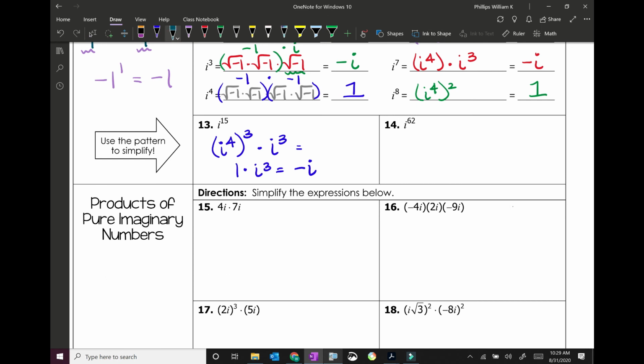Same thing with 14. I could say i to the fourth. All right. So how many times would 4 go into 62? It would go in 15 times with 2 left over. So here, i squared is negative 1.